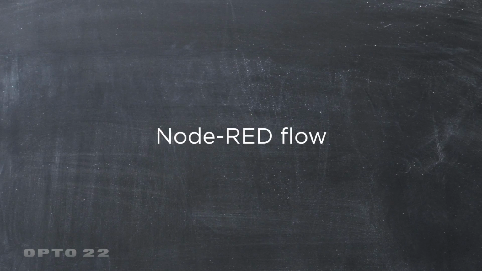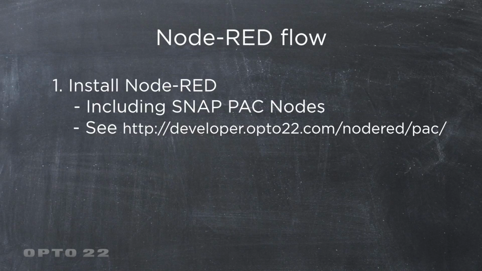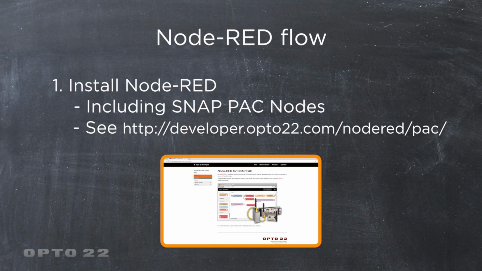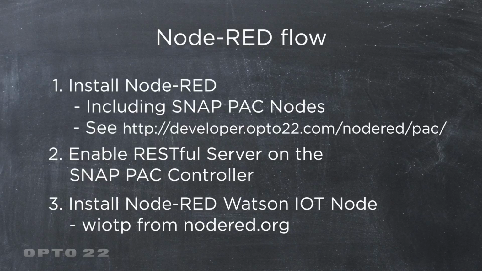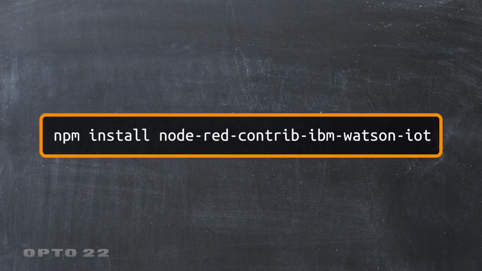To configure a Node-RED flow, you'll first need to install Node-RED including the SnapPack nodes, as described on this Node-RED for SnapPack page. This includes the controller configuration to enable the RESTful server, which the SnapPack Node-RED nodes use to read or write to the SnapPack controller. Install Node-RED Watson IoT node, WIOTP, from node-red.org, or copy the following to your Node.js command prompt.